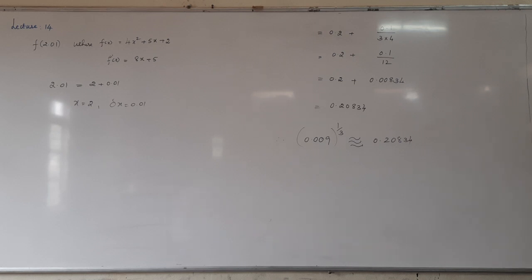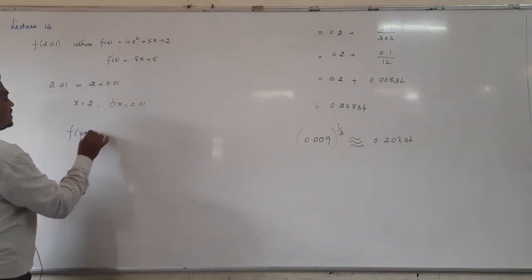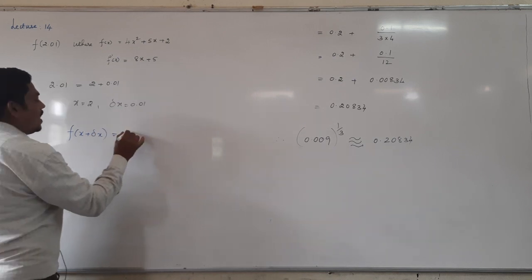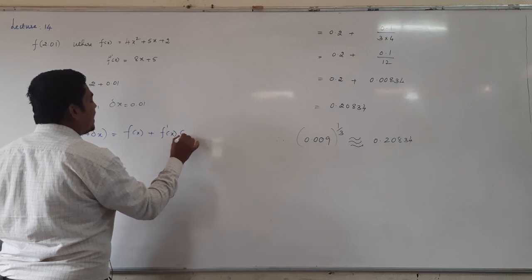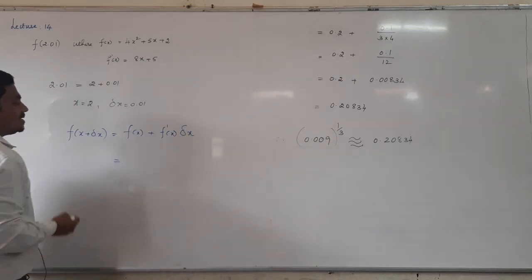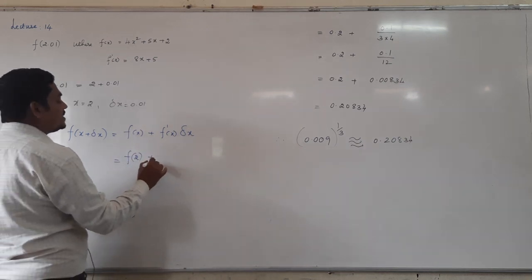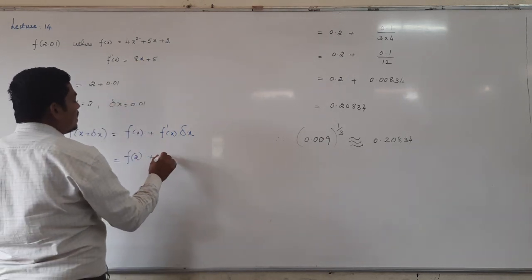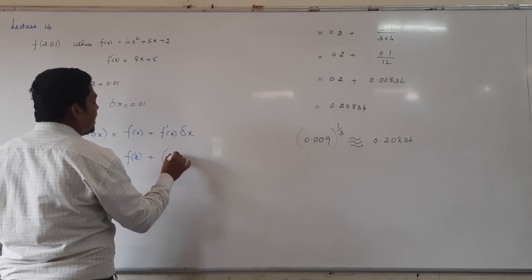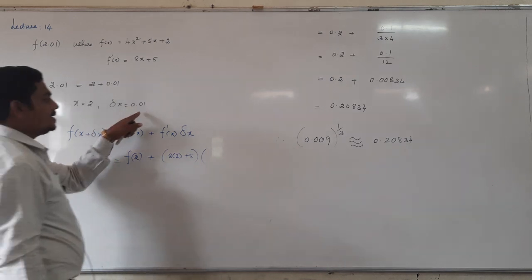Now apply the formula. What is the formula? Approximate value of f of x plus delta x equal to f of x plus f dash x into delta x. Now replace all the values. F of what is x here? 2 plus what is f dash x? 8x plus 5, put x equal to 2. Then it will be 8 into 2 plus 5 into what is delta x here? 0.01.